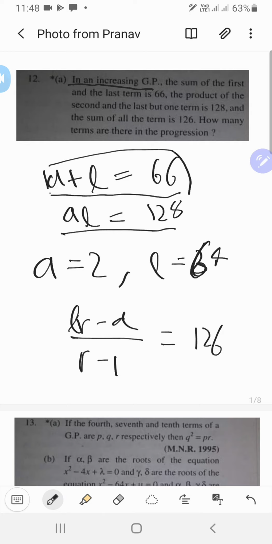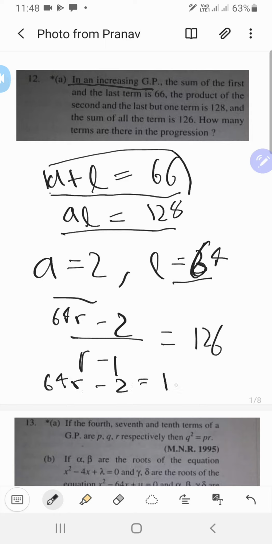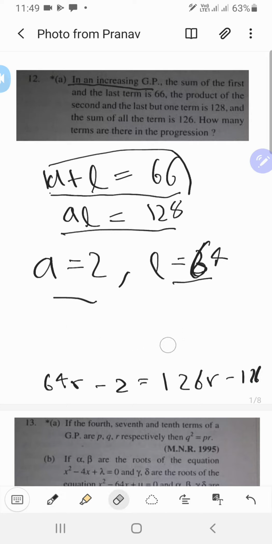Okay, so now instead of just multiplying by a and putting the value of L times a, what I will do is that I will put the value of L and a in this separately. So I will get 126 over here. So L is going to be 64, so 64r, then minus a. So a is nothing but 2, and this is supposed to be 126. That seems reasonable. So I will say that 64r minus 2 equals 126r minus 126. Alright, so hopefully I will be able to get some good values from this.